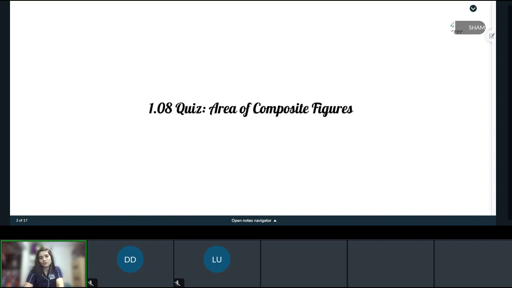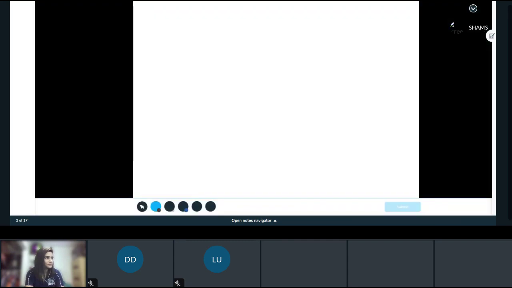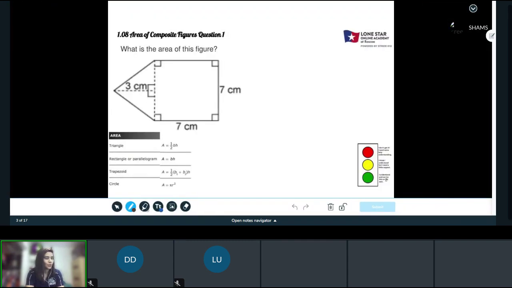I'm going to review the 1.08 quiz, area of composite figures. And here is question 1. Question 1 is saying, what is the area of the figure?